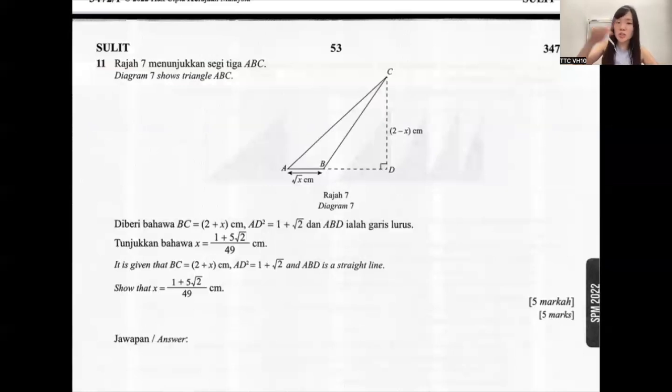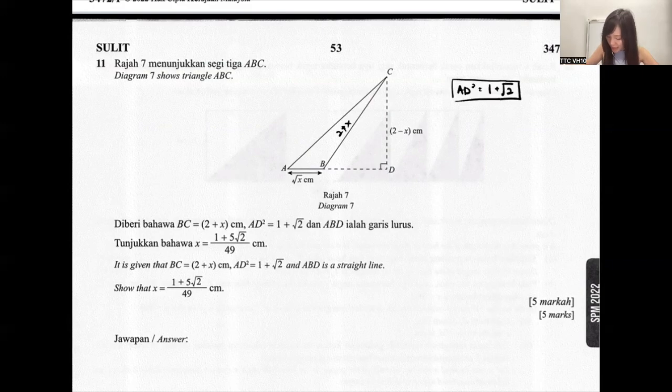Diagram 7 now shows a triangle ABC. It's given that BC is here, 2 plus x. AD squared is 1 plus square root 2. That's what they say. And then ABD is a straight line. Show. Write the word show now. Show this one.